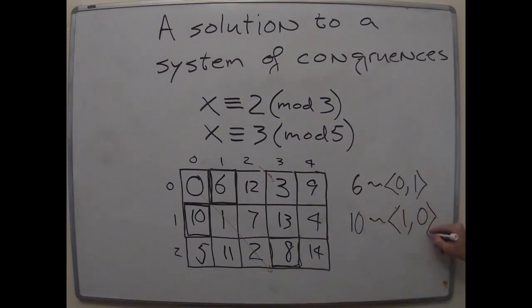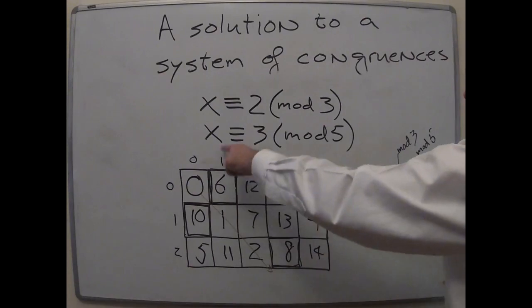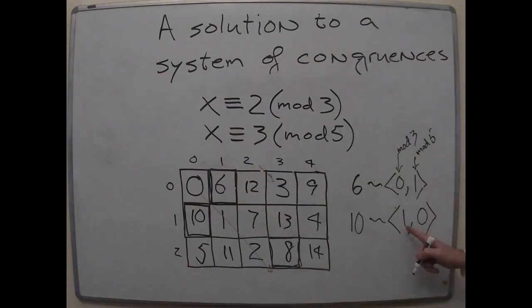What kind of vectors am I talking about here? The first numbers are what our value is mod 3, and the second numbers are what our value is mod 5. I hope I just did that right. I could have messed up the order. Let's see, 6 is 0 mod 3, 1 mod 5, that's right. And 10, it's reverse.